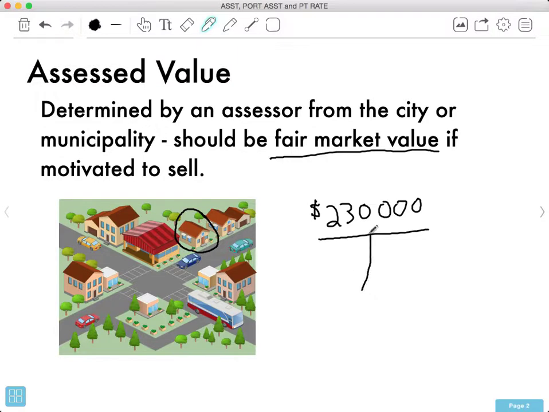Remember, you're not locking in to sell your house for this amount. If the assessor assesses your house at $230,000, you could still sell it for $1 million if you could find somebody to buy it. This is just an estimate of what your house is worth.